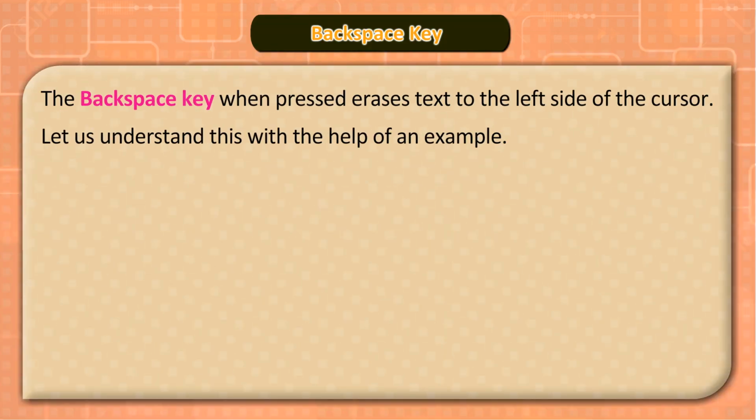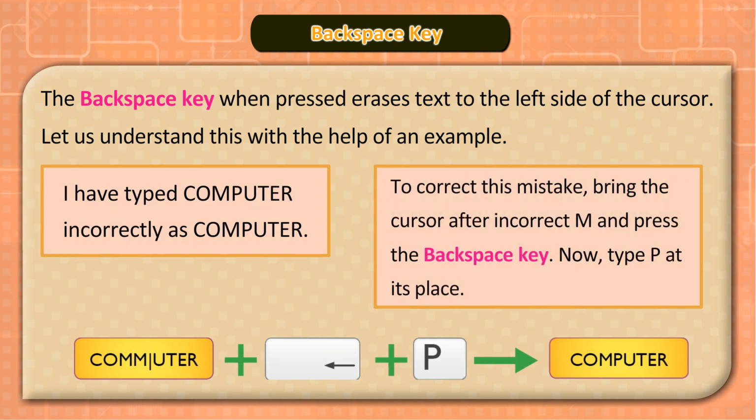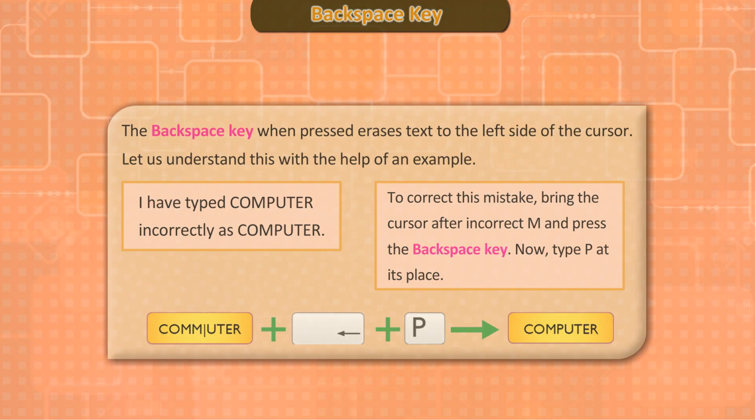Backspace key. The Backspace key when pressed erases text to the left side of the cursor. Let us understand this with the help of an example. I have typed computer incorrectly as commputer. To correct this mistake, bring the cursor after the incorrect M and press the Backspace key. Now, type P at its place.